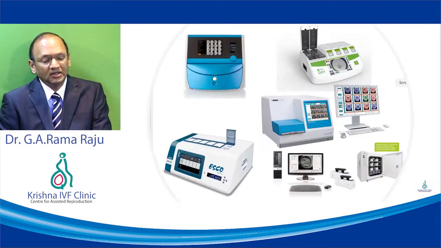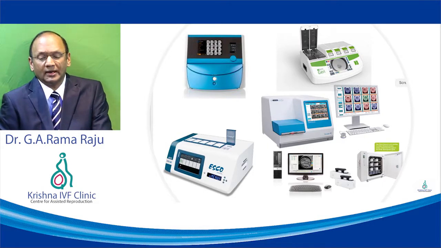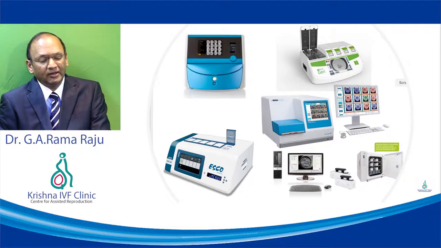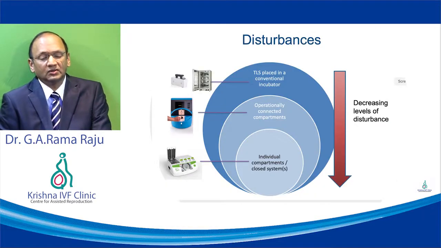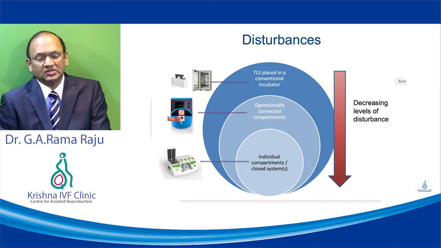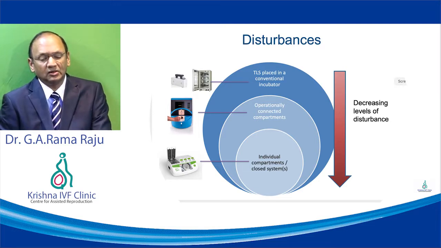So looking at all these parameters is important. At this moment there are six models available worldwide with different specifications and different costs and different safety features. We have one system wherein the time lapse system is placed in a conventional incubator. You have a second system where it is kept in a compartmentalized, connected system, and you have a third system where it is individual compartments and individual microscopes for all the chambers.